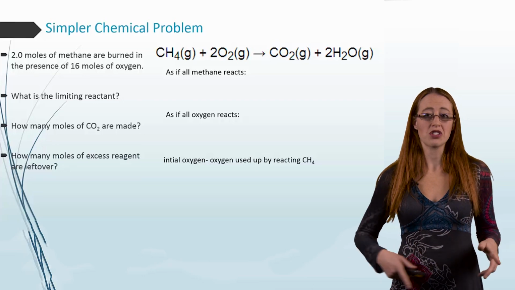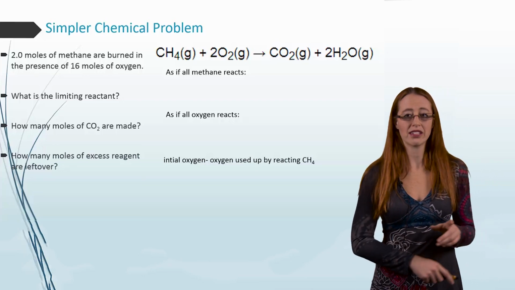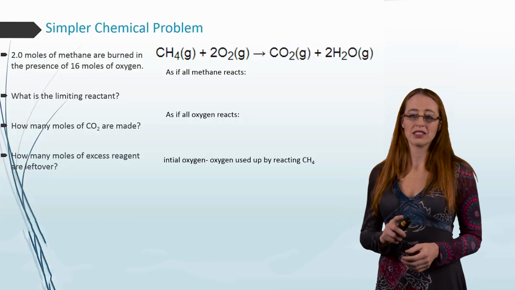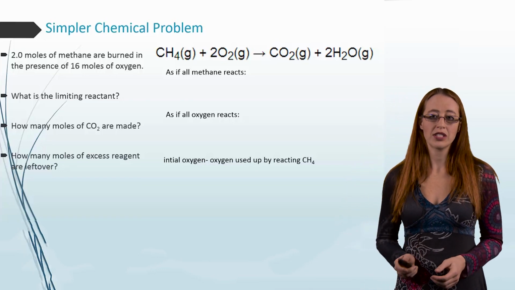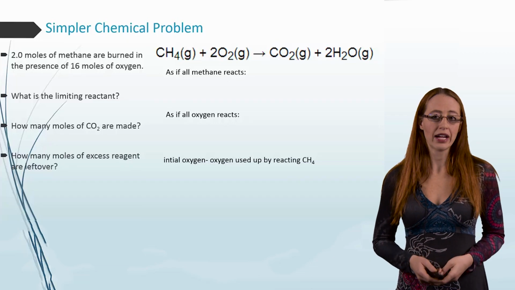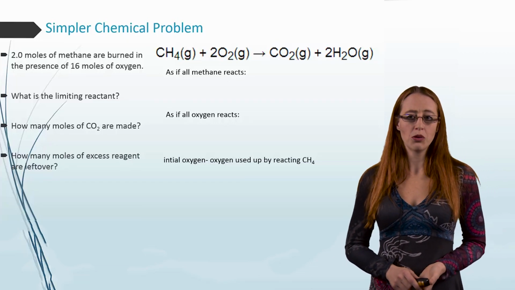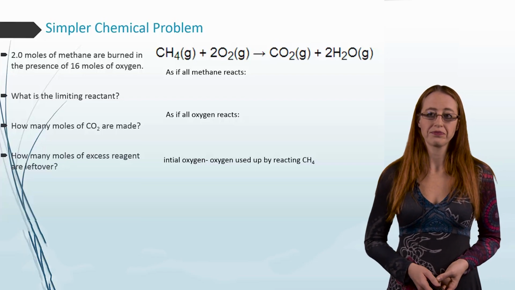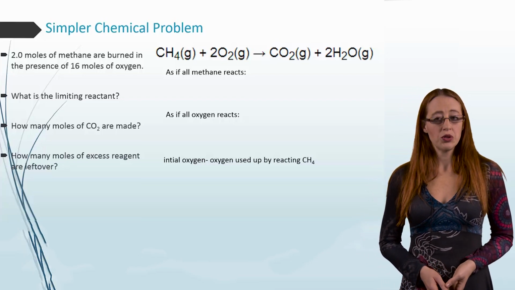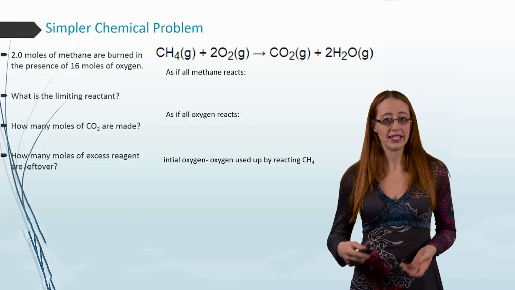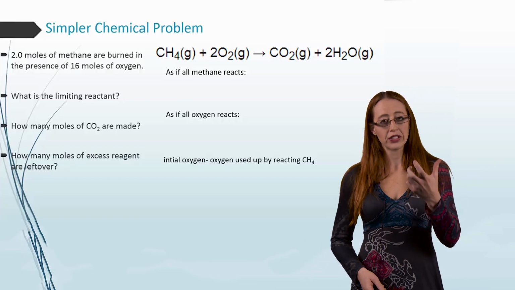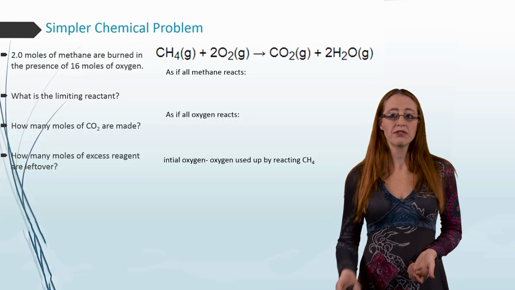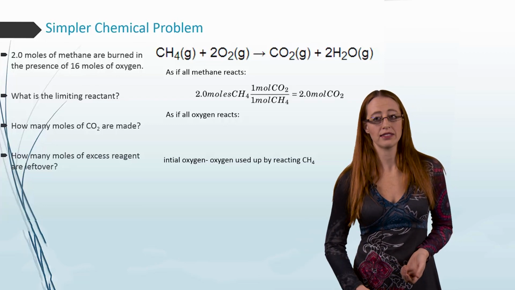And it's not always just the lowest one. That's a common misconception that comes up, that I'll just look at the lowest one. Not always, and that's because of the way that the mole ratios work. So let's work through this. What is our limiting reactant? And then I also ask how many moles of CO2 are made, and then how many moles of the excess reagent are left over. When you do this, you're going to start the same way that we did with the gift bags, where we say for each reactant, how much product can we make? So let's first act as if all of the methane reacts.